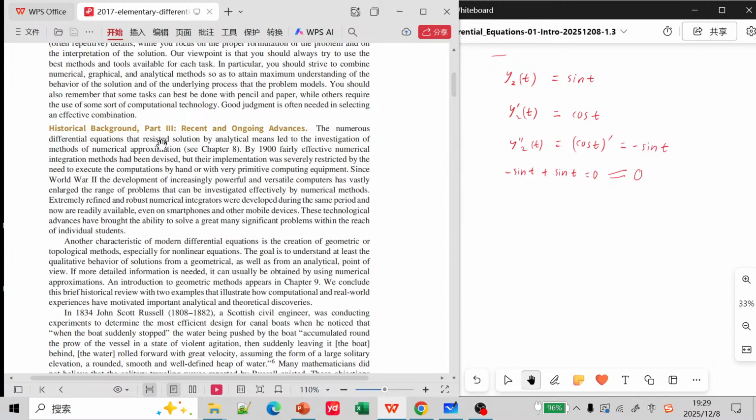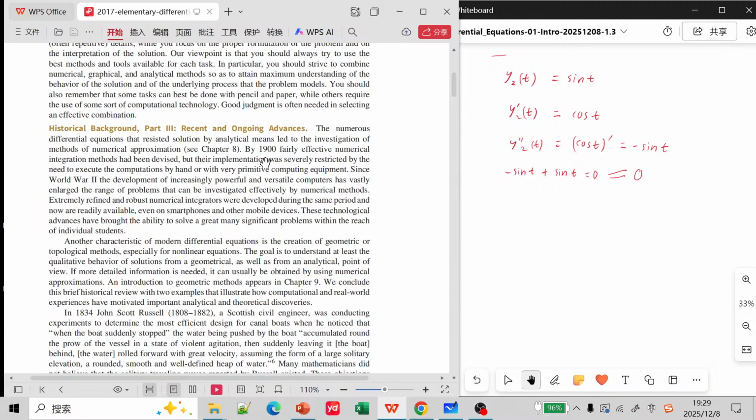Historical background. Part 3. Recent and ongoing advances. The numerous differential equations that resisted solution by analytical means led to the investigation of methods of numerical approximation.